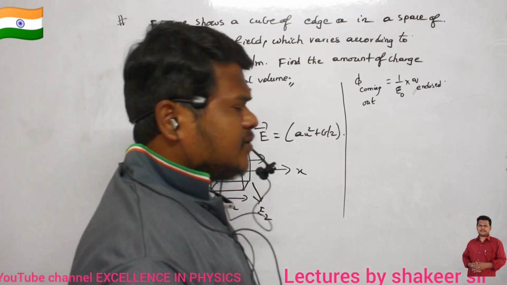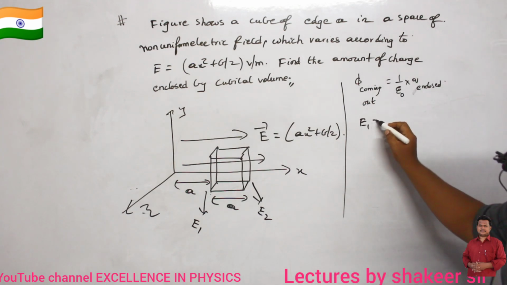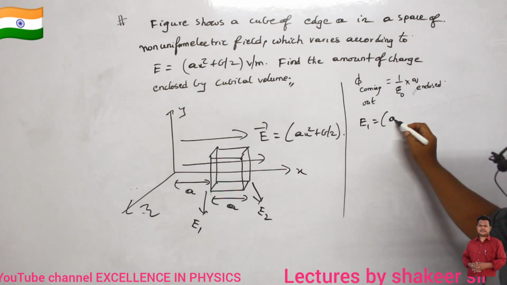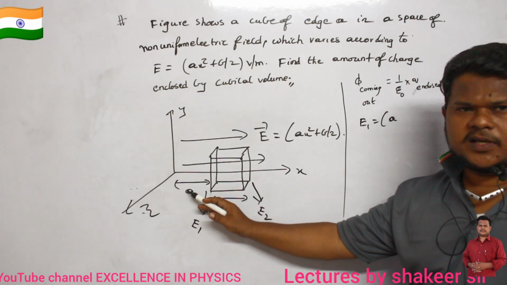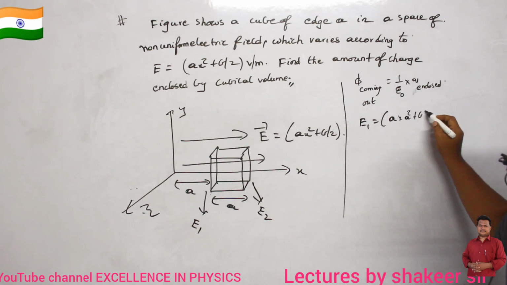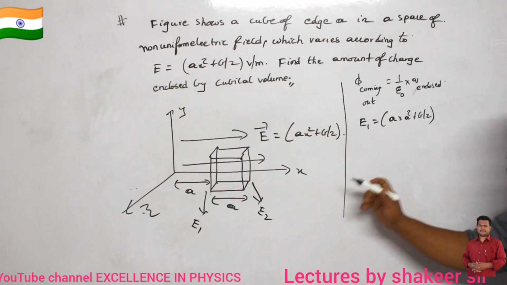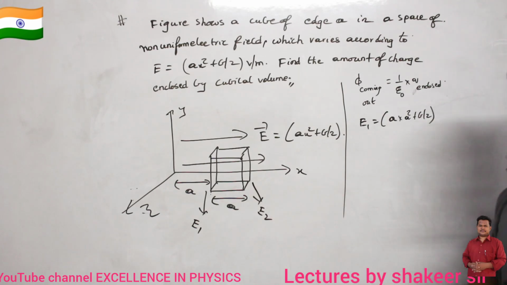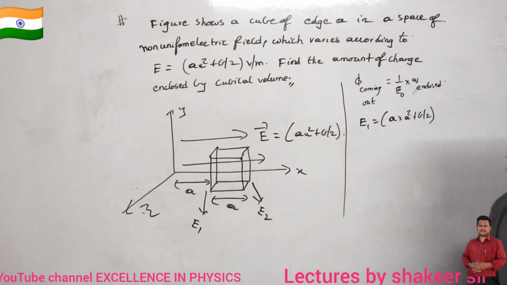How can I calculate the E1 value? E1 is equal to A into X, and what is the X value at this position? The X value is A, so instead of X I can write A square plus B by 2. This is the magnitude of the electric field at this position. Are you able to understand? Then at the same position, what is the direction of area?